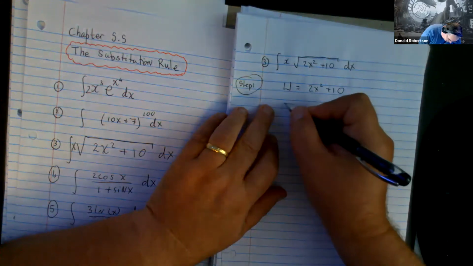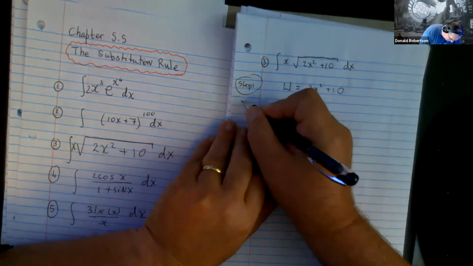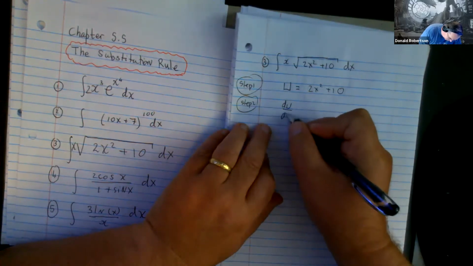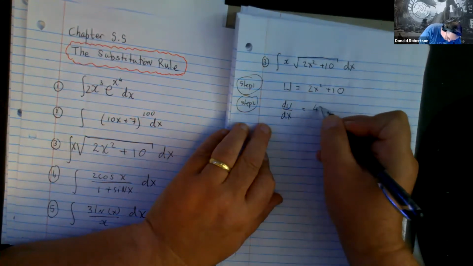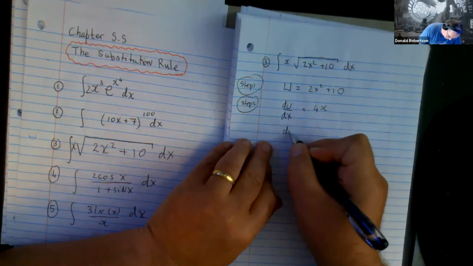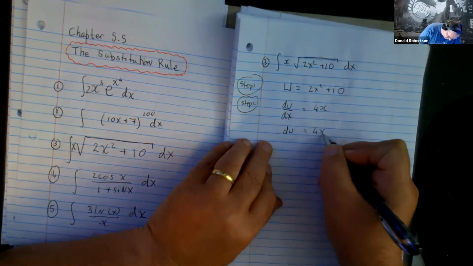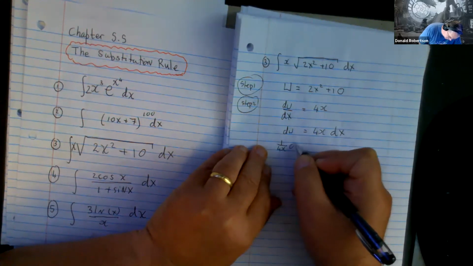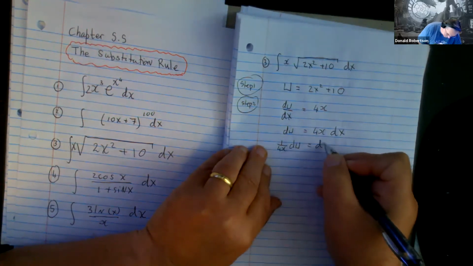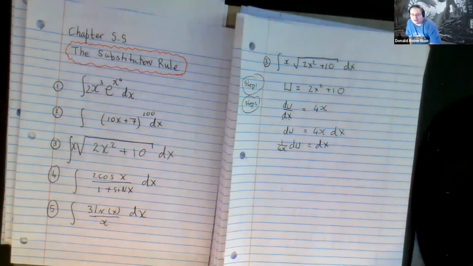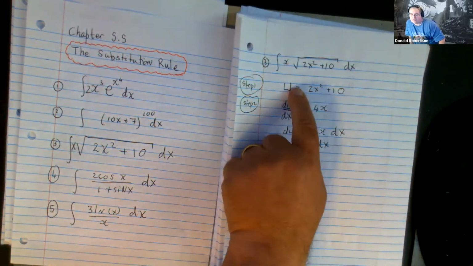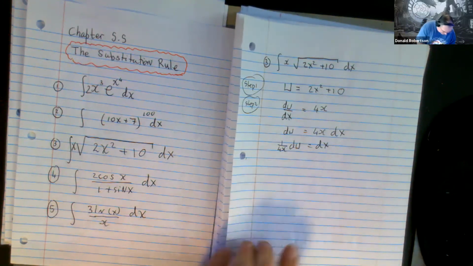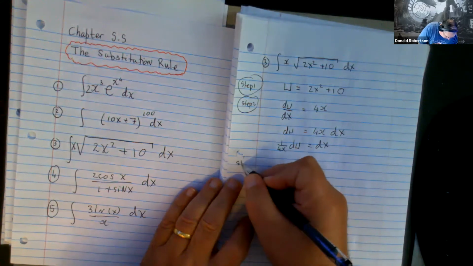Now, differentiate. This is step 2 now. If you differentiate with respect to x, you get 4x. If you do the crossover, and then divide both sides by 4x to isolate the dx. Are you getting comfortable with that? It's pretty standard, isn't it? What you do here is pretty much the same each time. So let's look at step 3 then.